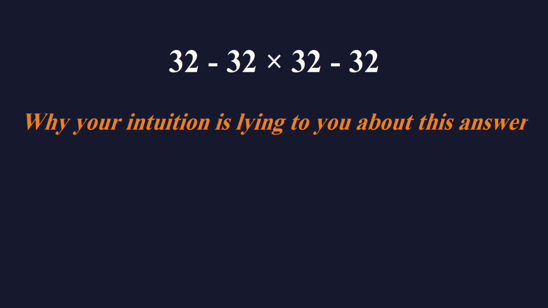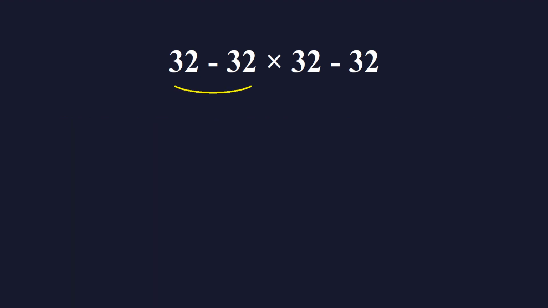In this behind the scenes look, 32 minus 32, which equals 0, times 32 minus 32 equals 0. Now we have this problem, 0 times 0, which equals 0. But this answer is not correct, because according to the order of operations, we must do the multiplication and division, then do adding and subtraction. So first we do this multiplication, then this subtraction, and at last this subtraction.